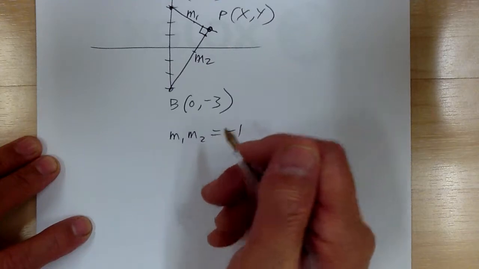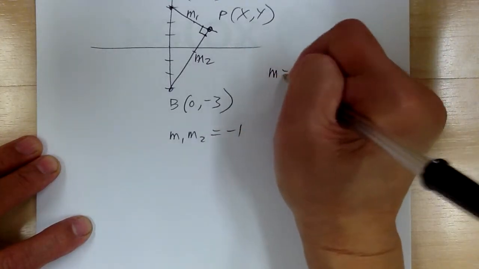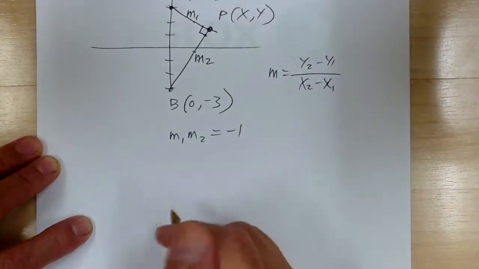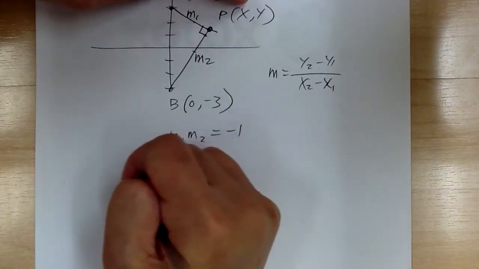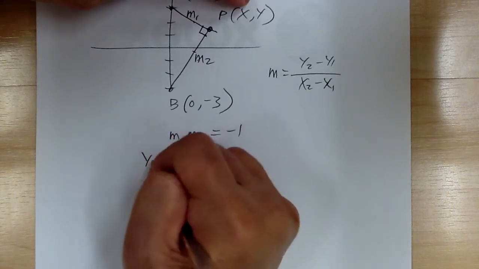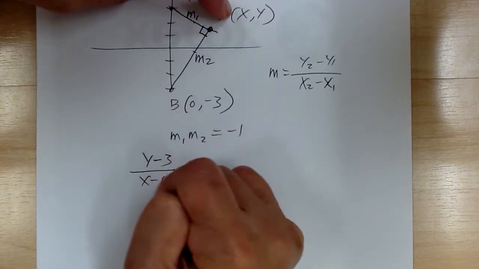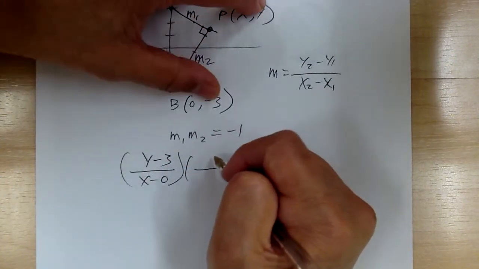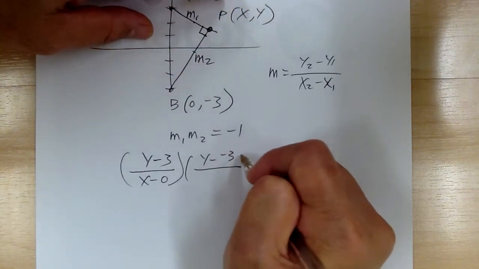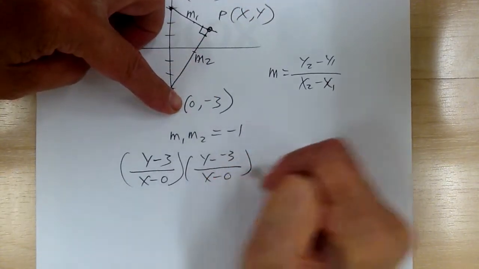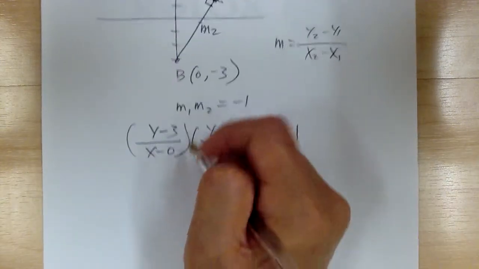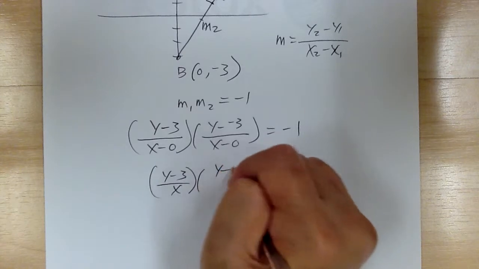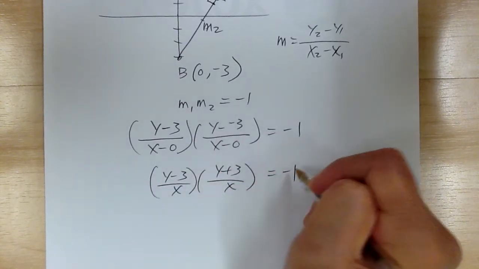Okay, so apply your distance on the slope formula. Slope equal to (y2 - y1) over (x2 - x1). Right, so apply that. So M1 is going to be (y - 3) over (x - 0). So that's your M1. M2 is going to be (y - (-3)) over (x - 0). And this is equal to -1. So simplify things a little bit. So you got (y - 3) over x. This one you get (y + 3) over x equal to -1.